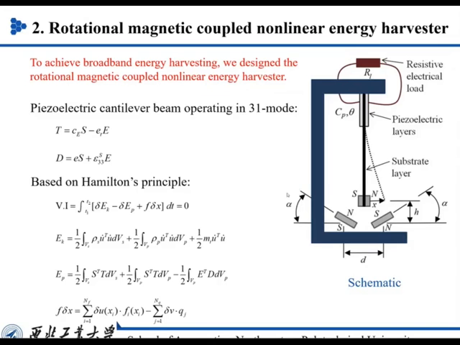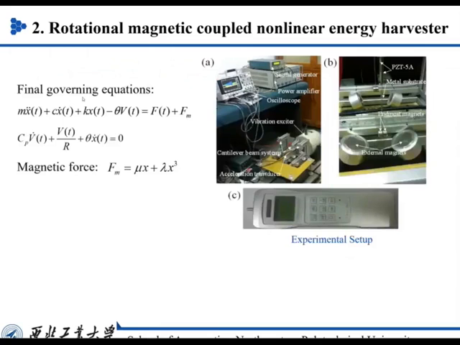And based on some theories, we can get the final governing equations. Also, F_M means the nonlinear magnetic force. I measured it in experiment and used a polynomial term to describe it. So this is the initial device in the lab.